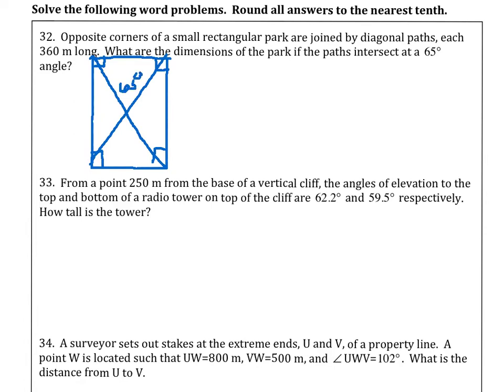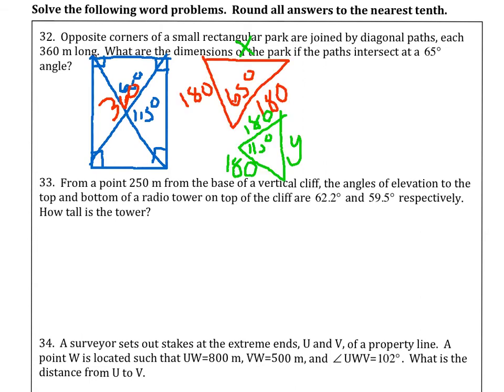And if I know that this is 65 degrees, then these two angles need to form a linear pair. So it's going to be 115 degrees. Now I know that each of those diagonals is 360, and one thing we do know about a rectangle is that the diagonals bisect each other. So we're actually dealing with two different triangles here that look like this.